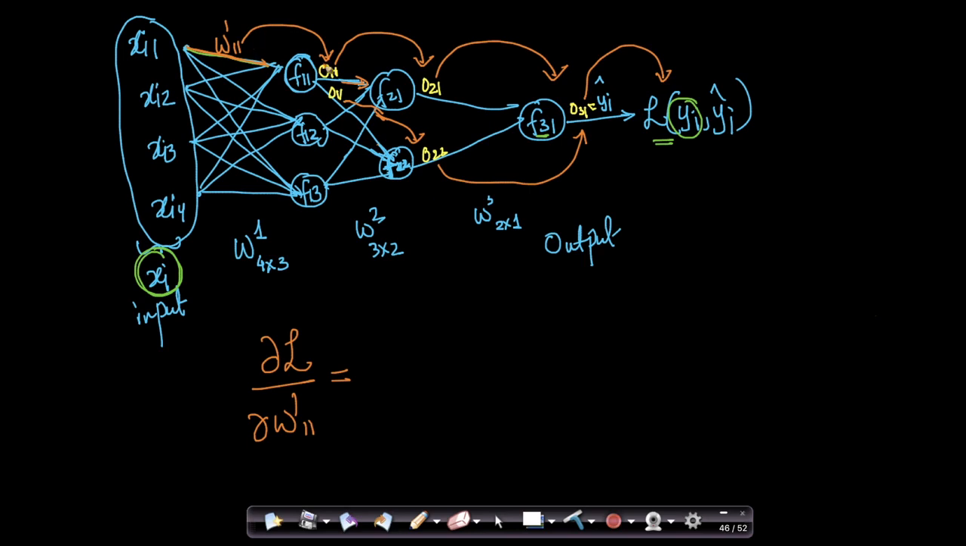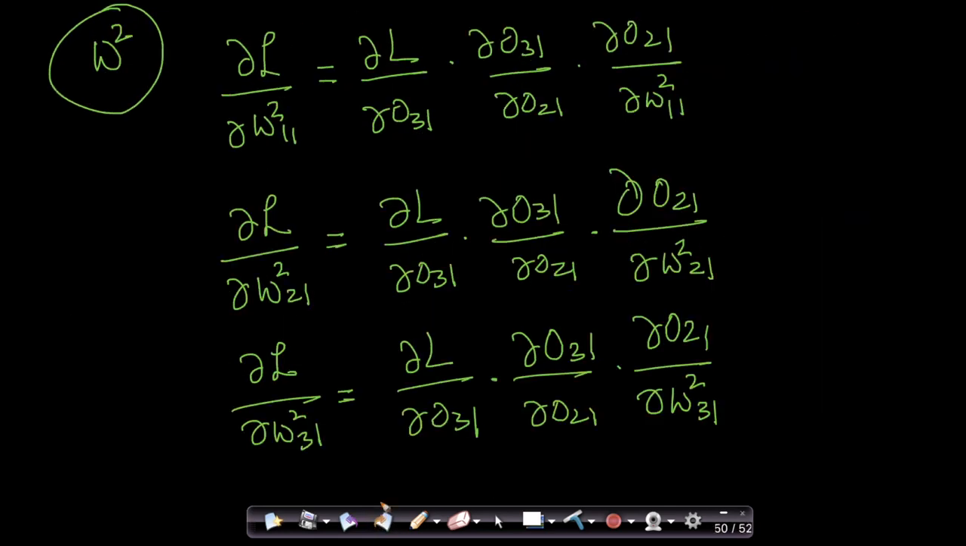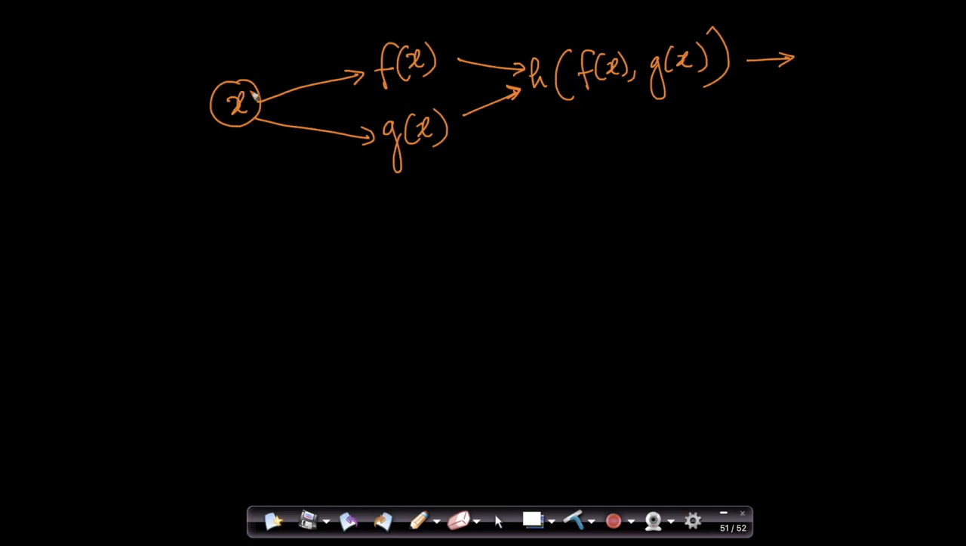So one path is directly impacting this. This also impacts this, and this goes and impacts 2, 2. 2, 2 goes and impacts 3, 1. So there are two paths to your O31. This is exactly the problem that we have here also. There are two paths. There is one path like this through f. There is another path like this.